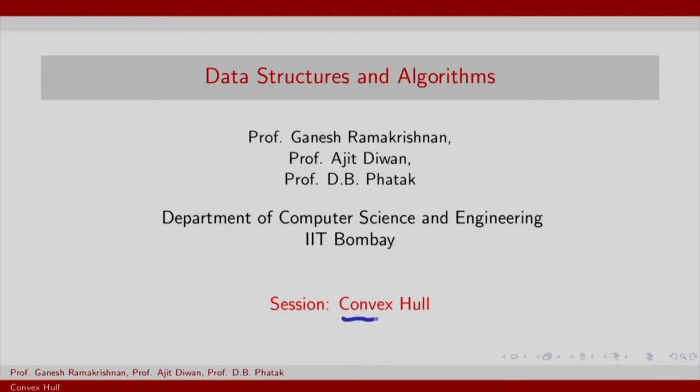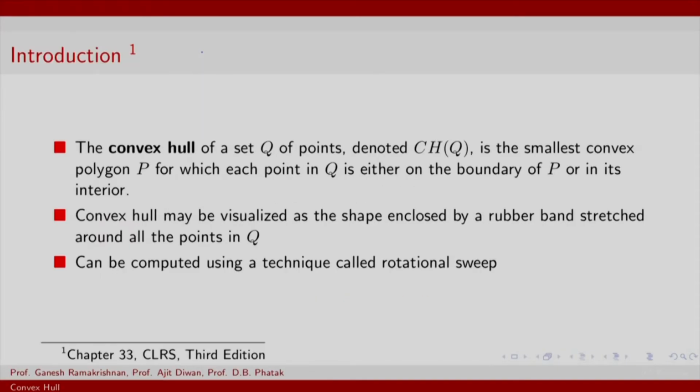Today we will discuss another flavor of computational geometry algorithms where the task is to generate a new geometric form from a given set of points or a structure, and the specific form we talk about today is the convex hull. So the convex hull of a set of points Q is the smallest convex polygon P for which each point in Q is either on the boundary of P or in its interior. Let us illustrate with an example.